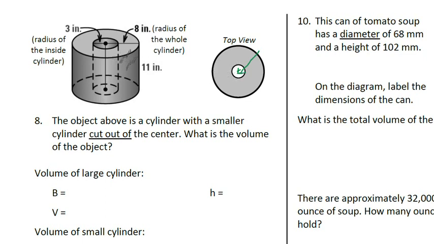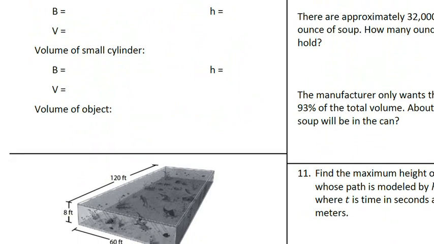Now be careful here on dimensions. It's hard to read this diagram, so I gave you some help. 8 inches is the radius of the big or the whole cylinder. 3 inches is the radius of the inside or the smaller cylinder. Alright, let's continue.